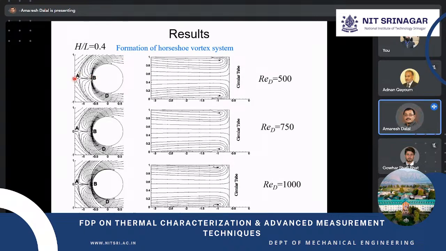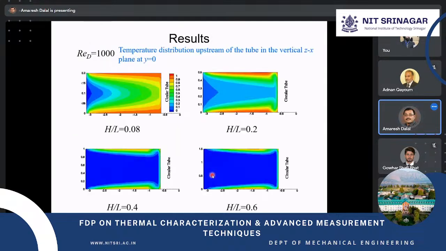So this is the cylinder. When the flow is approaching, it becomes stagnant, and you can see that the lower region is a low pressure region, and the higher middle is a high pressure region. So from the high pressure region to the low pressure region, you can see clearly from the streamlines that the fluid flow is coming from top to bottom, and these vortices will go behind the circular tube. That way these horseshoe vortices are formed.